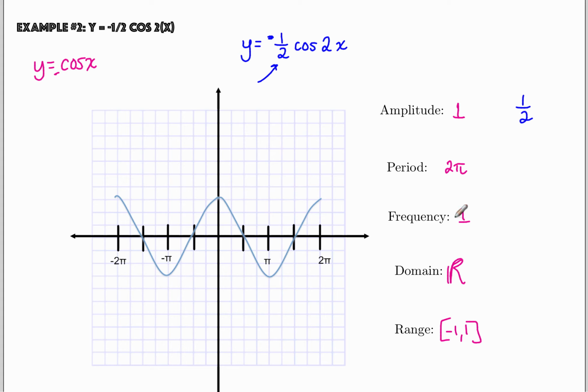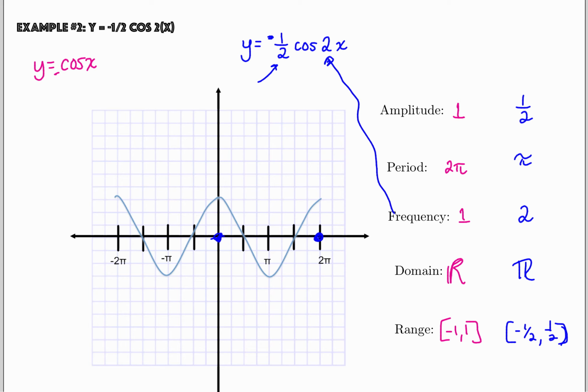Frequency, I'm going to jump down to frequency. Remember, frequency is this number right here. So it's telling me there are 2 cosine waves stuck between 0 and 360. Well, if I need to fit 2 cosine waves in there, then the period must be pi. Because if one of them can fit in 2 pi, when I try and fit 2 into 2 pi, I've got to squish them in there. Its domain is all reals, and its range is from -1/2 to +1/2.